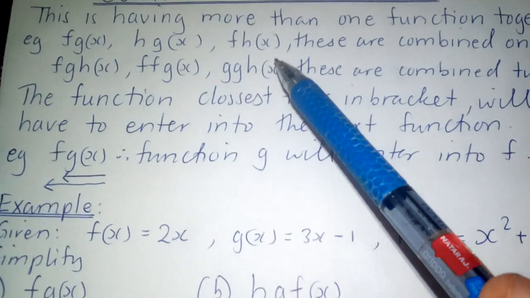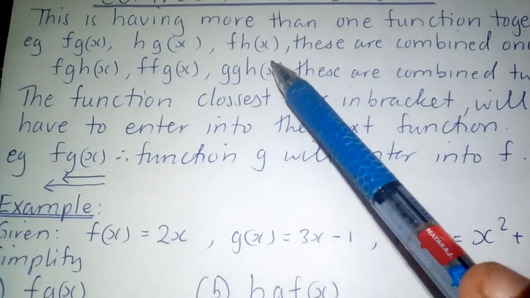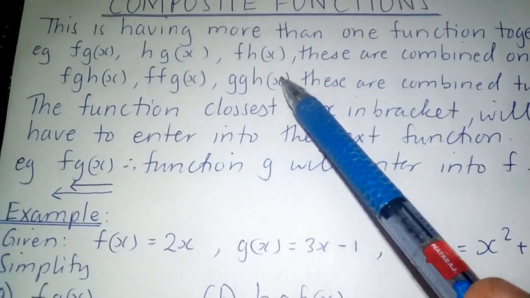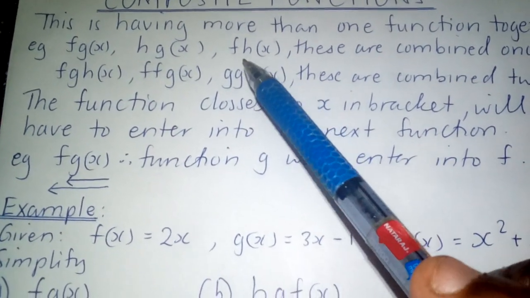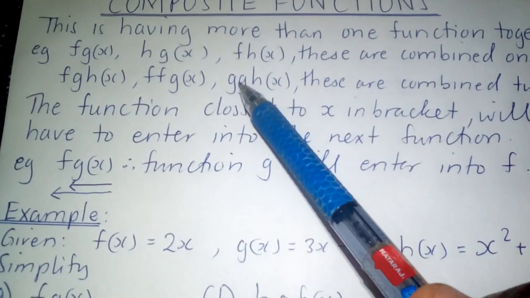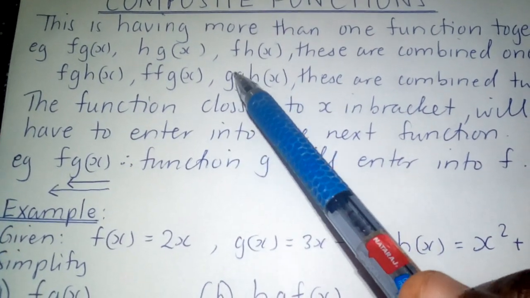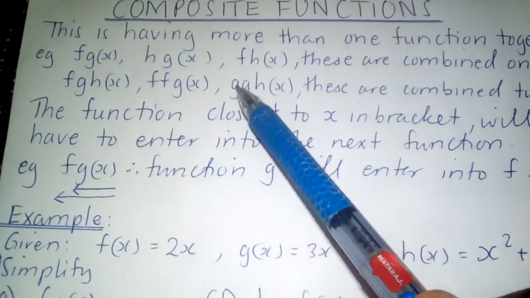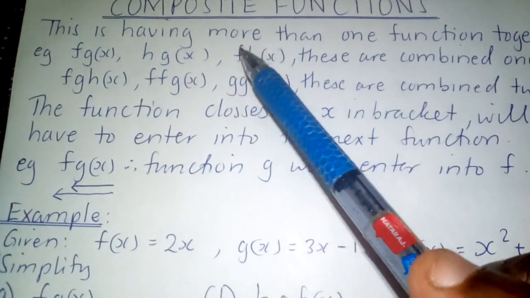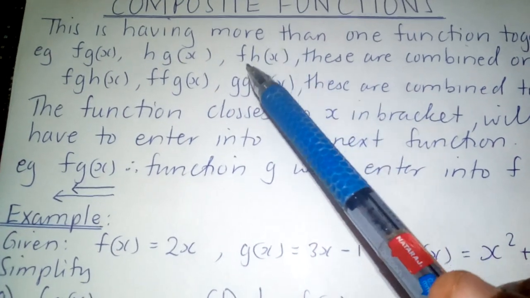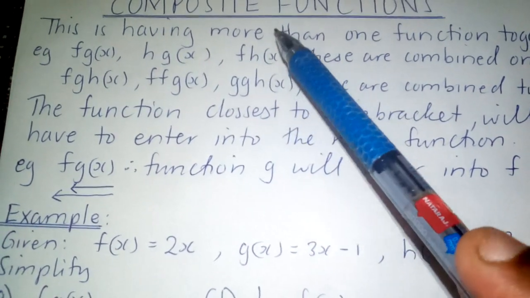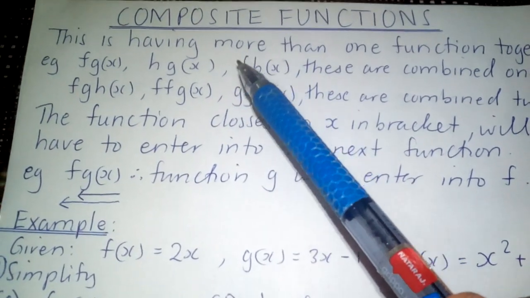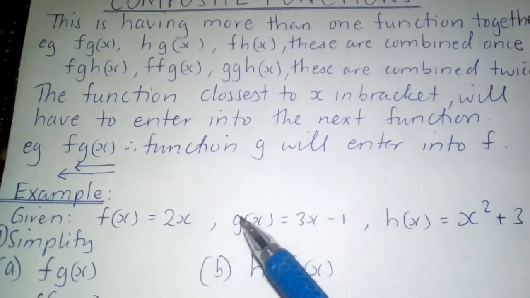In this case, if I have three functions together, this first function will have to go inside the second function, and the solution for the second function will have to go inside the third function. So if I have only two functions, the function of h, like here, will have to go inside function of f. Now let's look at an example.